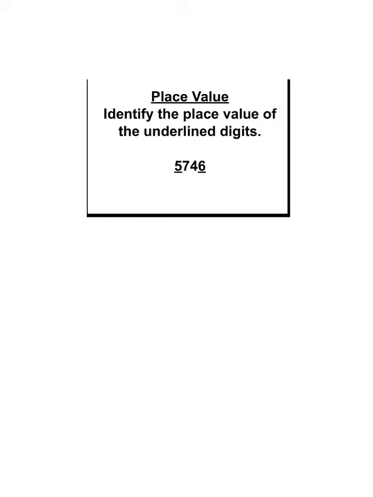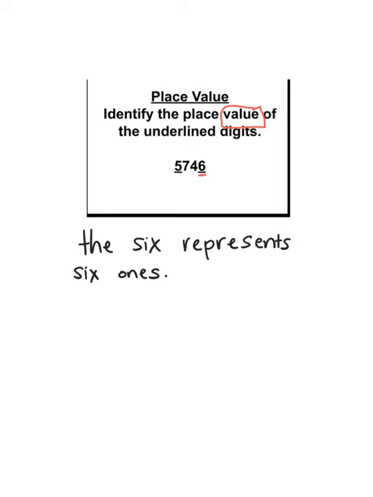Now, one thing that kids get confused about is they look at a problem like this and they tell me the 6 is in the ones place and the 5 is in the thousands place. But I want you to go a step further. I want you to tell me the value of this digit. What is that 6 worth? So this 6 represents a group of 6 ones. It has a value of 6, not 1.